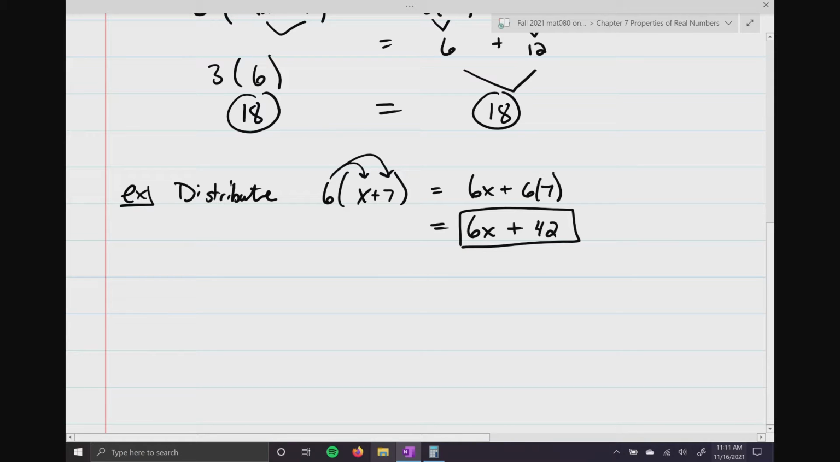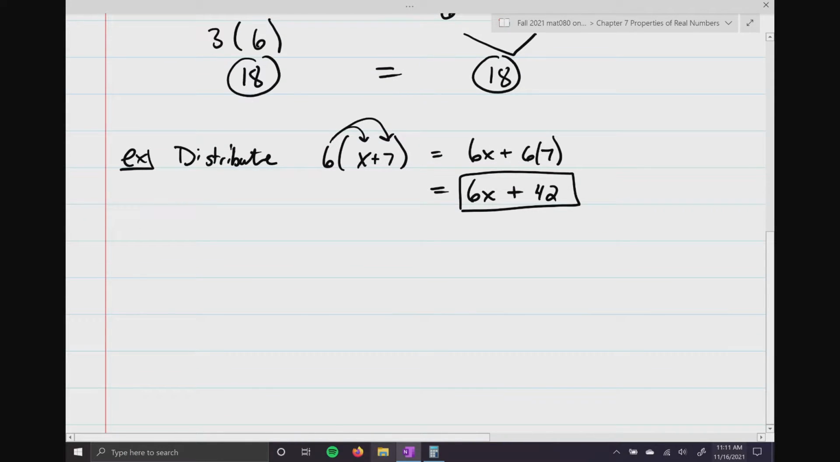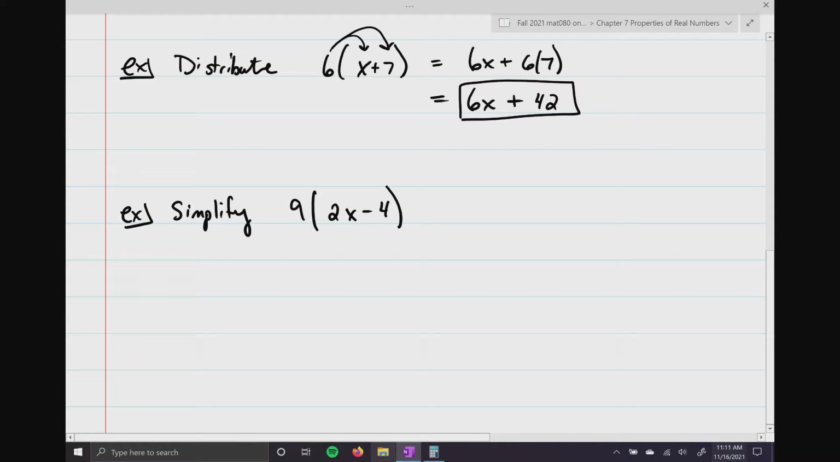Okay? Now, another example here would be something like this. I can use the word simplify. And say, well, let's go ahead and simplify 9 times the quantity (2x minus 4), okay? And it's the same, we're going to follow the same exact process here. There's nothing we can do inside the parentheses because we cannot combine those two together, all right? But what we can do is take 9 times 2x minus 9 times 4.